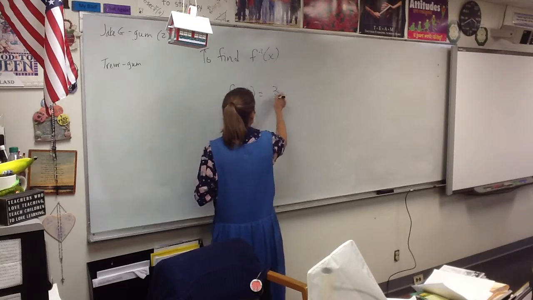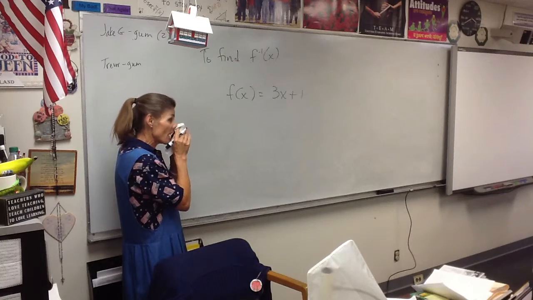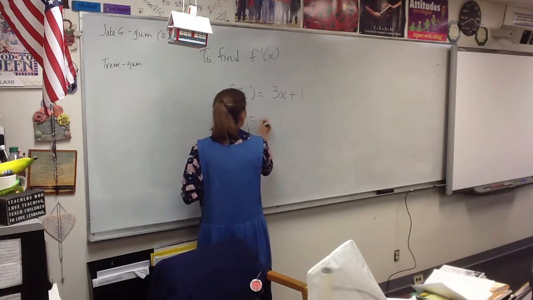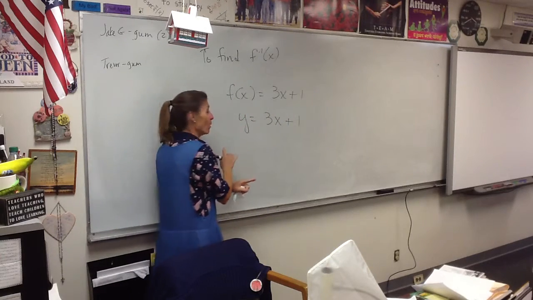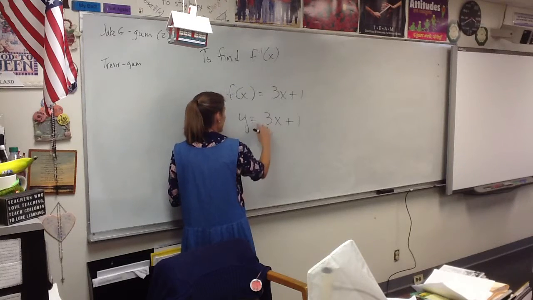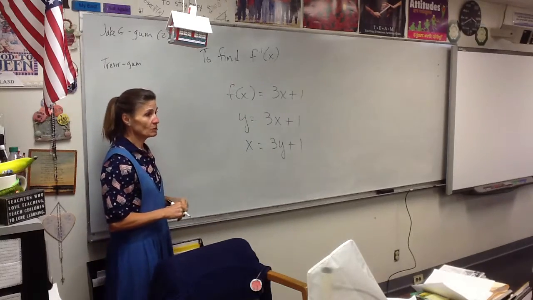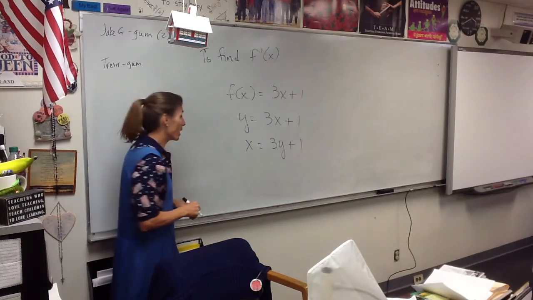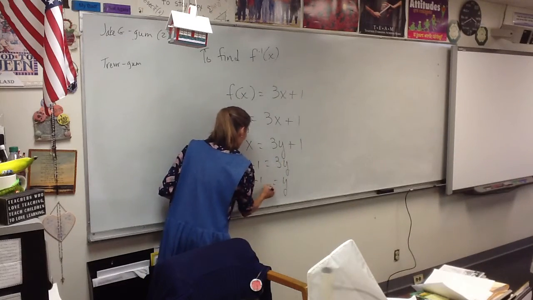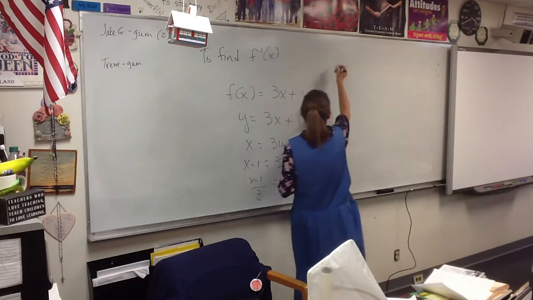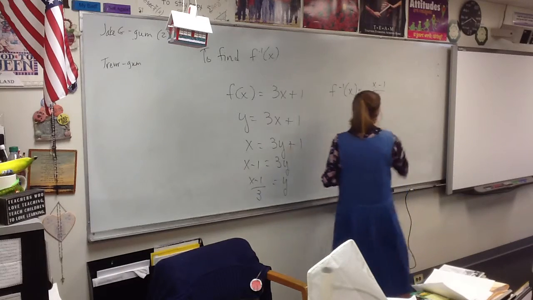Okay? Now, here's a problem. Let's just do this problem. Remember, f of x is the same as y. So Bailey says, I know I'm supposed to switch the x and the y. So she's going to take this equation, which was the given, and rewrite it like this. And then what, Bailey? Do you remember? Solve for y. So then we just solve for y. So your inverse is x minus 1 over 3.